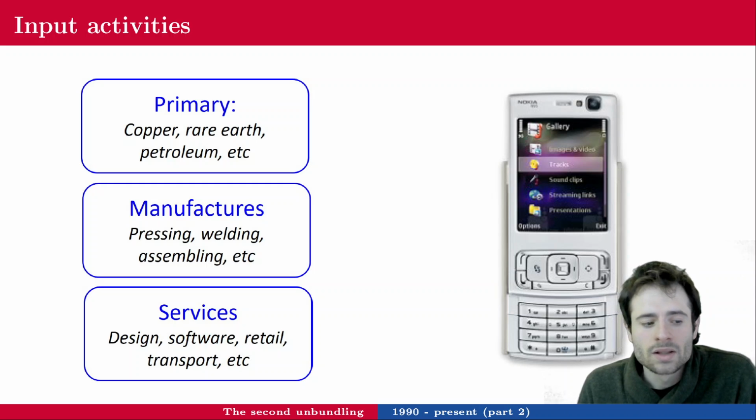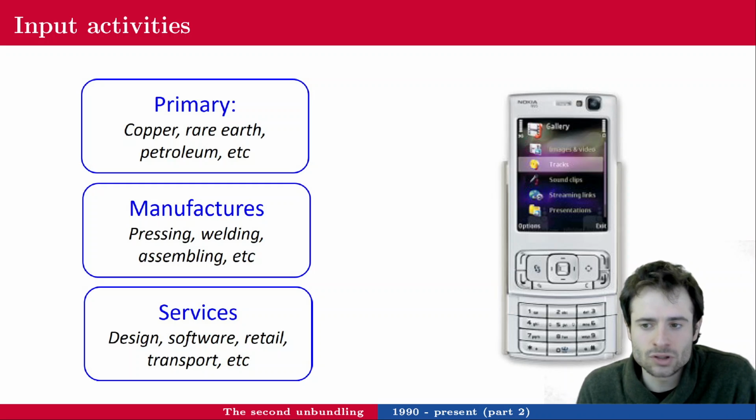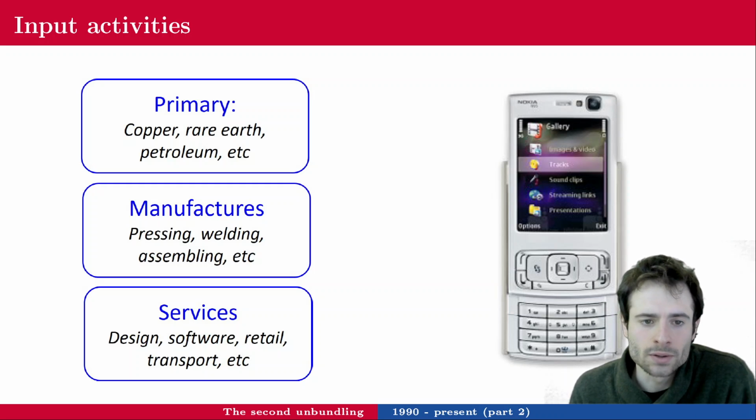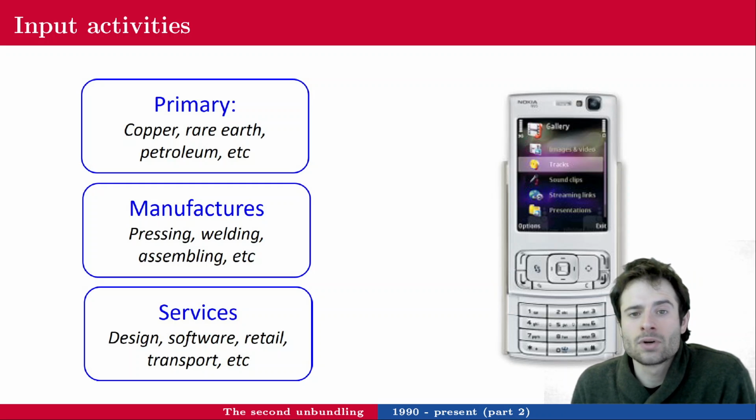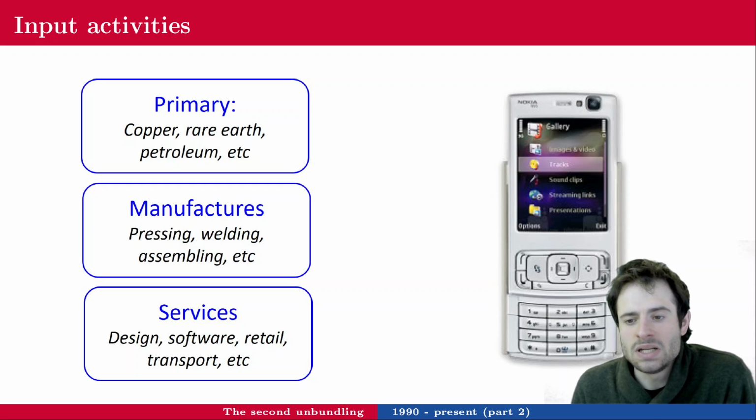So, this phone is composed of three different sectors that go into its production. The primary sector is raw material: copper, rare earth, petroleum, and any other mineral material needed to make the components.